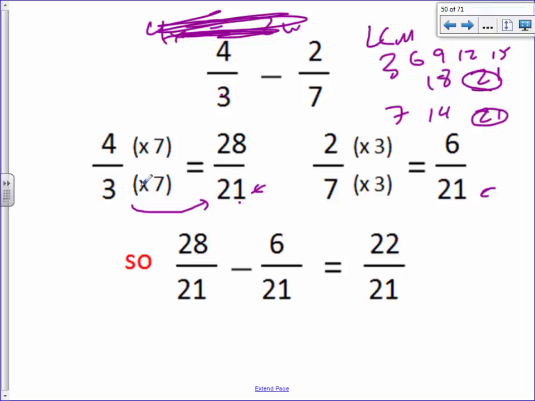Here's the rule though. Can I just randomly times the bottom of a fraction by 7? Unfortunately, that's not valid mathematically. If I times the top of the fraction by 7, it's almost like I times by 7 over 7. What is 7 over 7 though? Can I times by 1? Always. That doesn't change the thing.